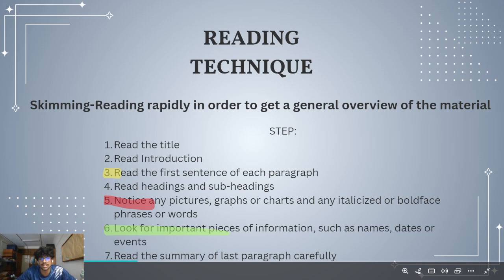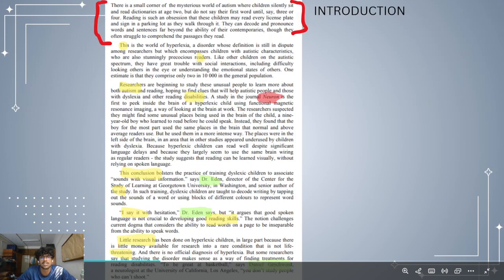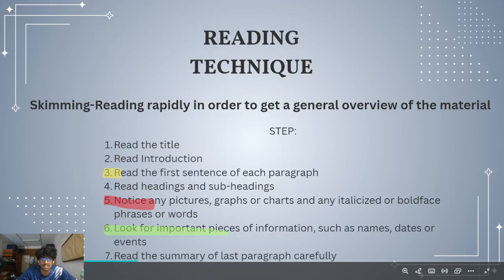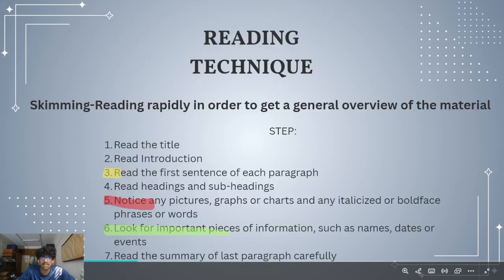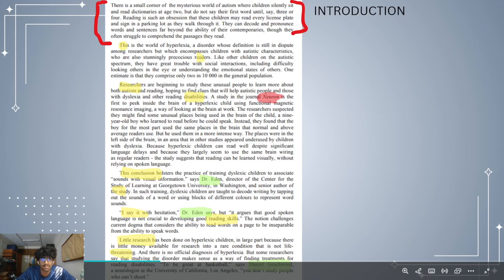As you can see, I've highlighted it in yellow, red, and green because in the passage that comes later, I'm going to highlight it based on the colors here. The brackets up there are the introduction. I've highlighted red for the word neuron since it is an italicized word. And names such as Dr. Eden and Daniel Gershwin, I've highlighted in green. Yellow, I have highlighted the first sentence of each paragraph.